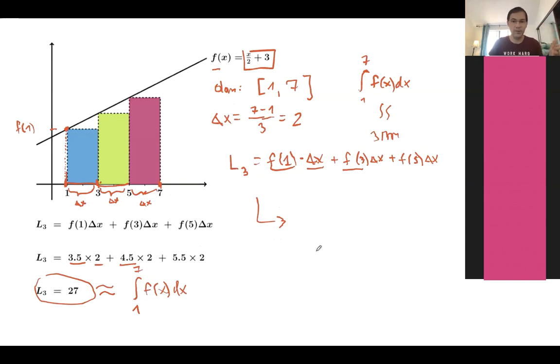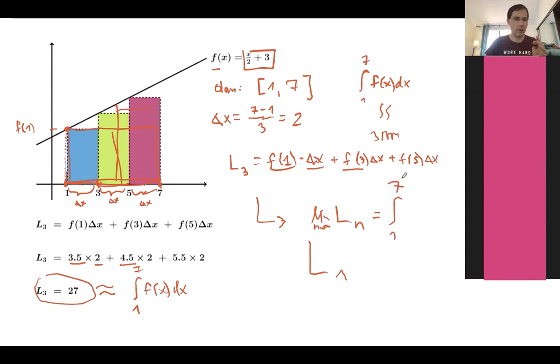Well, we can do even simpler, L1, for example. L1 would have delta x being 6, and we'll have only one approximating rectangle. We can do L2, so something like this, and so on and so forth. So in general, we can construct Ln, and then when I take the limit of this as n goes to infinity, that will give me exactly the definite integral from 1 to 7 of this function.